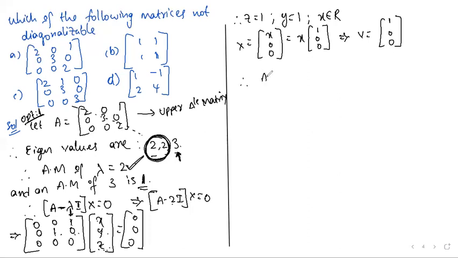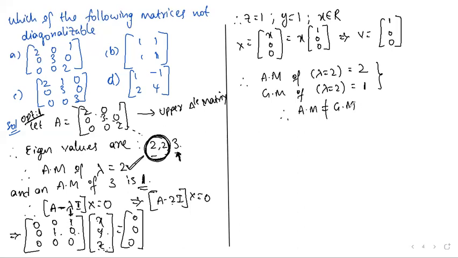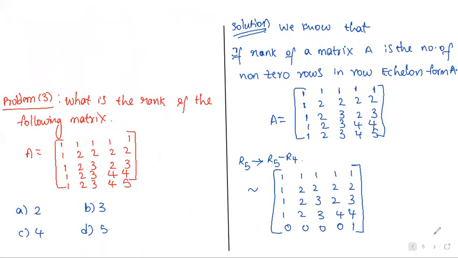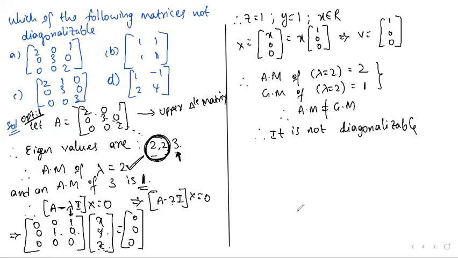Therefore, the algebraic multiplicity of lambda equal to 2 is 2, and the geometric multiplicity of lambda equal to 2 is 1. So these two are not equal. Therefore, algebraic multiplicity is not equal to geometric multiplicity, so it is not diagonalizable.